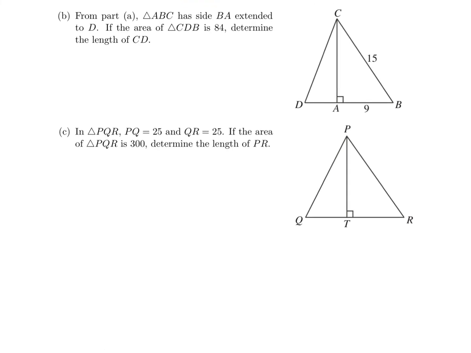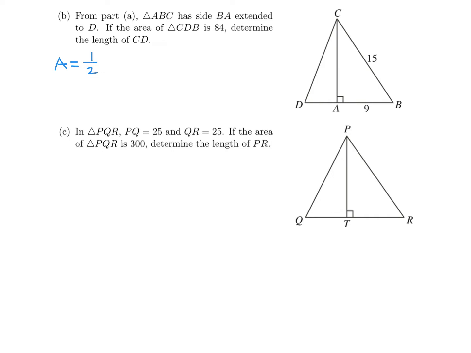Part B. From Part A, triangle ABC has side BA extended to D. If the area of triangle CDB is 84, determine the length of CD. Okay, so they are saying now that this is equal to 84. So 1/2 base times height.